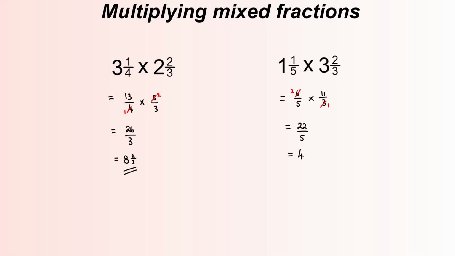That would be a 4 with a remainder of 2. So 4 and 2/5. Okay, so that's how you multiply both proper and improper fractions. So let's have a look at dividing now.